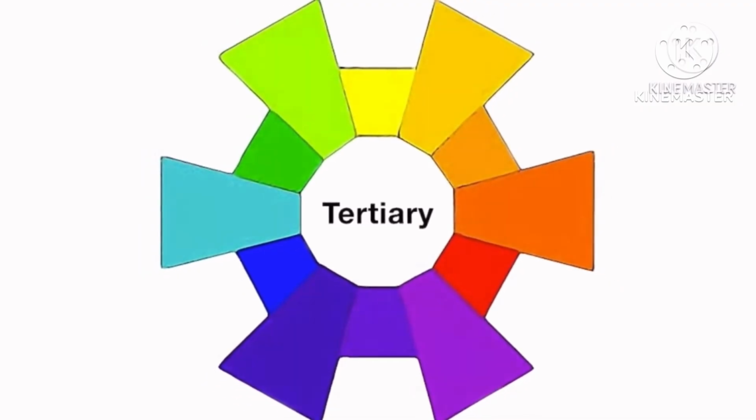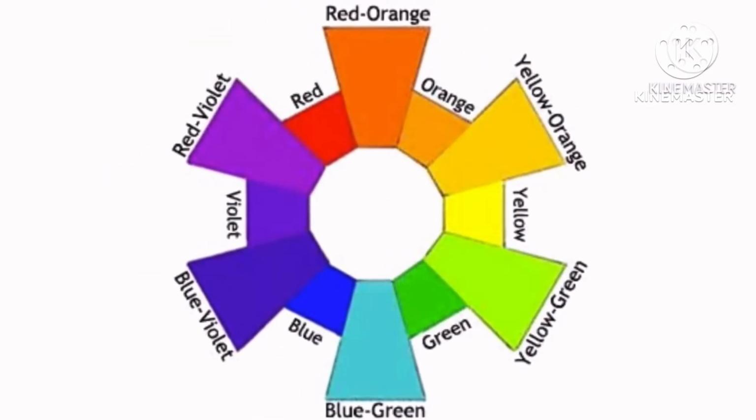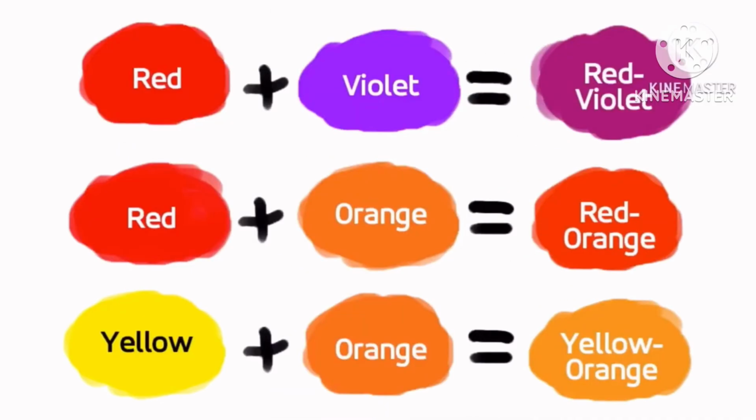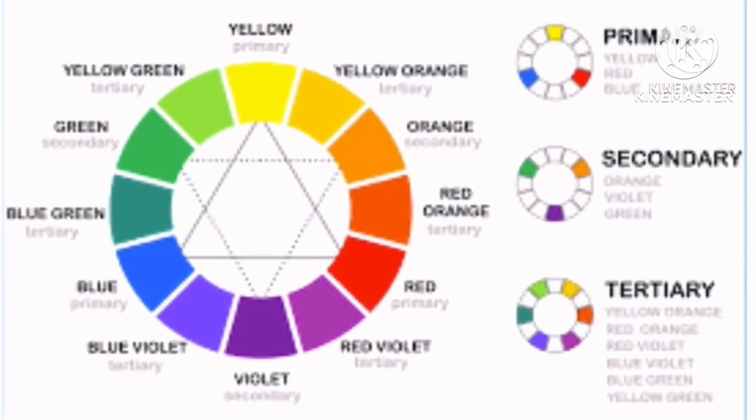Tertiary colors are a combination of a primary color and a secondary color. When you are making a tertiary color, the primary color is always named first, such as red-orange and yellow-orange. Altogether, they form a color wheel. The color wheel organizes color. The circle shows the relationship between the colors.